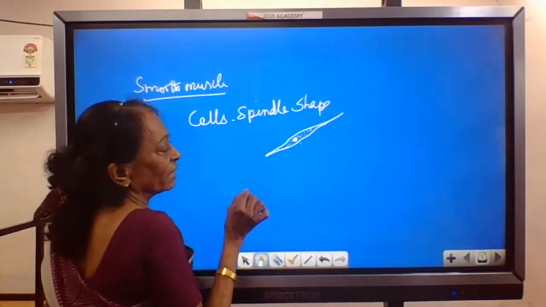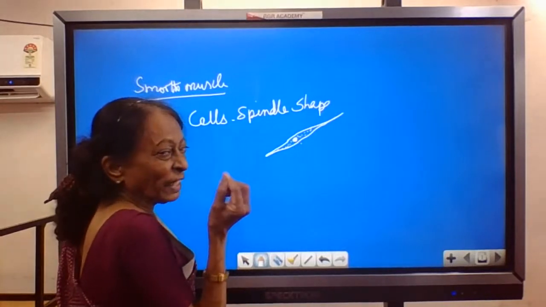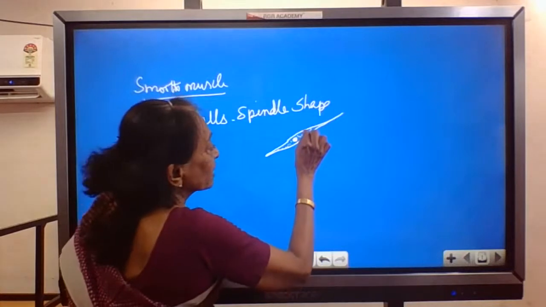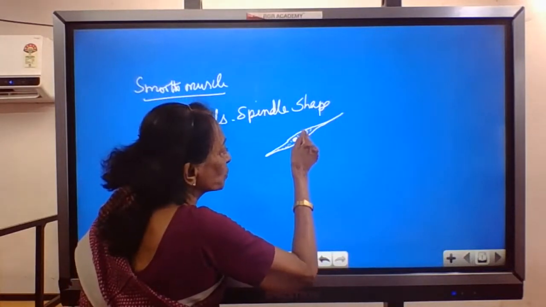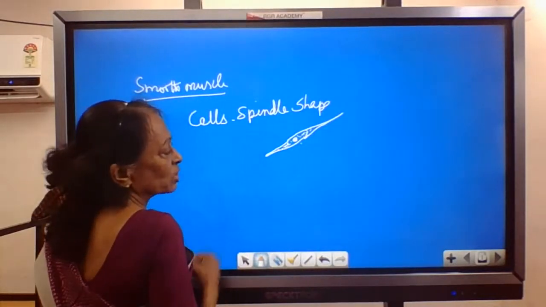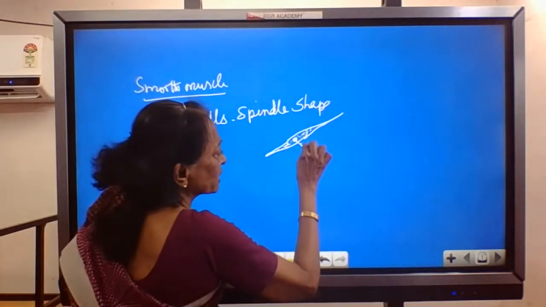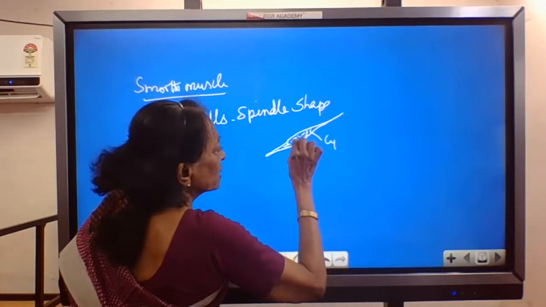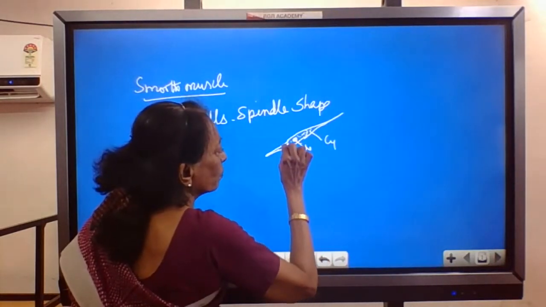Now, in that, there are small fiber protein filaments called myofibrils. The myofibrils are scattered here and there. These lines are myofibrils. So, spindle shape, this is the nucleus of the cell, this is the cytoplasm of the cell, and these are called myofibrils.